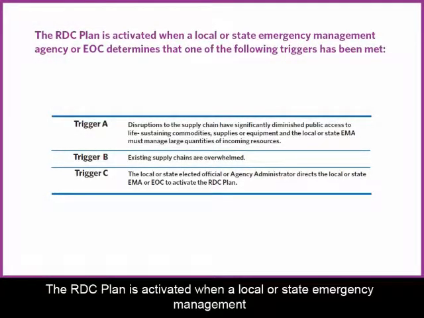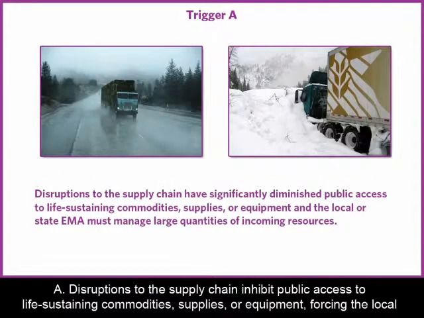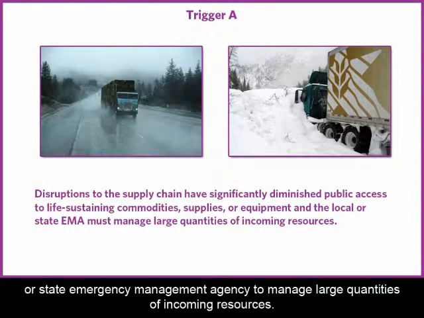The RDC plan is activated when a local or state emergency management agency, or EOC, determines that one of the following triggers has been met. A. Disruptions to the supply chain inhibit public access to life-sustaining commodities, supplies, or equipment, forcing the local or state emergency management agency to manage large quantities of incoming resources.